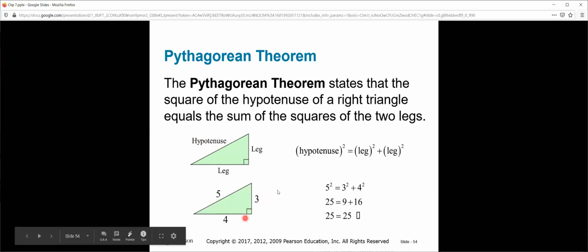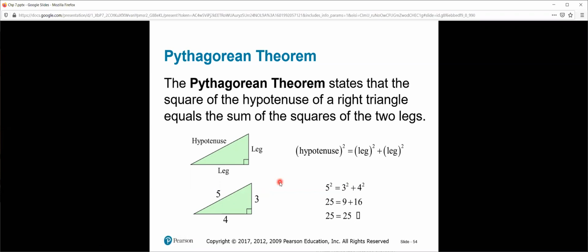The classic 3, 4, 5 triangle works out. 3 squared is 9, 4 squared is 16, and then 9 plus 16 is 25. The square root of that is 5, giving us a right triangle. Not all right triangles follow 3, 4, 5, but this one does. And again, if you know how to use squares and square roots, this math is not difficult, right?